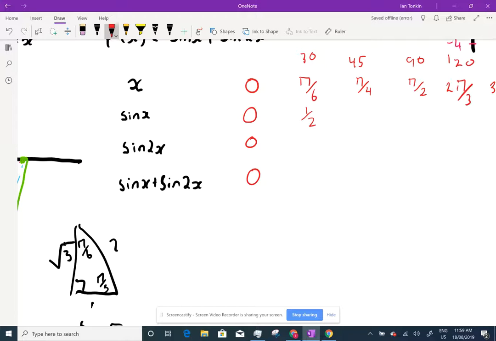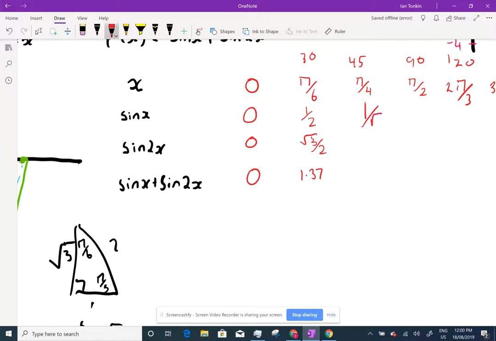Well, sine 2 pi on 6, that's sine 60, because I'm multiplying that. And sine 60 is root 3 on 2. So if I add those together and I use my calculator, 0.5 plus root 3 divided by 2 is 1.36, 1.37 really.